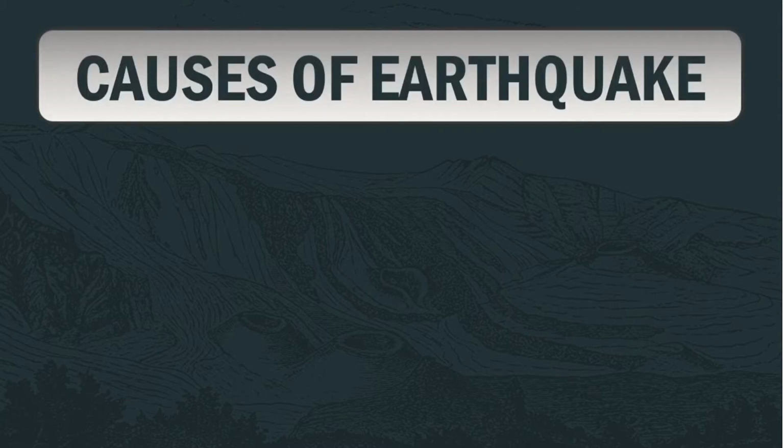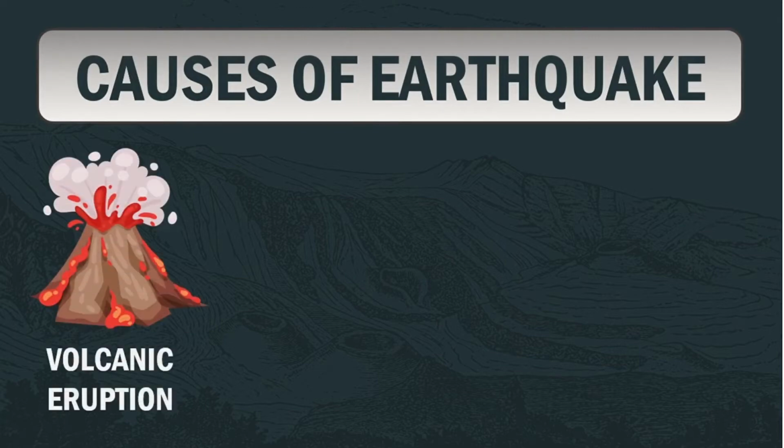We already know what an earthquake is and how to identify its strength, so let's proceed to the causes of an earthquake. There are three major causes of an earthquake. Number 1 is volcanic eruption. Earthquakes occur in areas with frequent volcanic activity. When boiling magma wants to reach the Earth's surface, it can cause a certain movement in the Earth's crust.